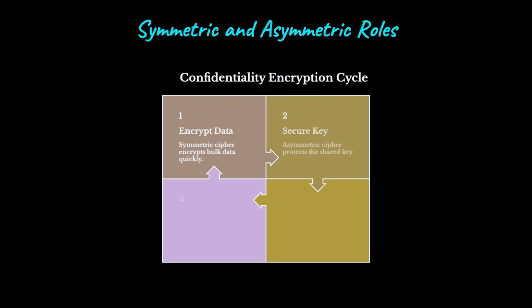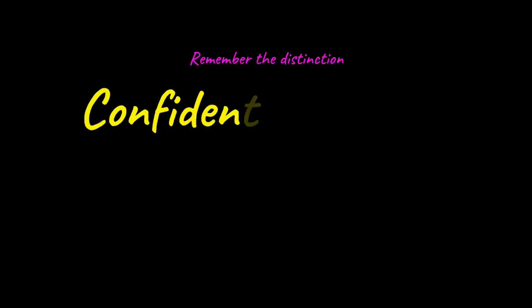In practice, two families of cryptography work together. Symmetric ciphers like AES do the heavy lifting, encrypting bulk data quickly under a shared key, while asymmetric ciphers like RSA play a supporting role, protecting that shared key so it can reach the right party safely.